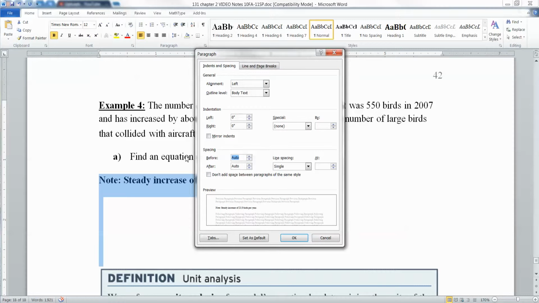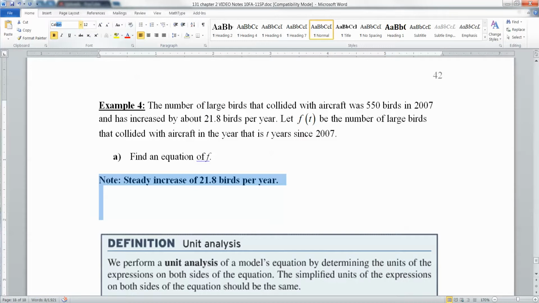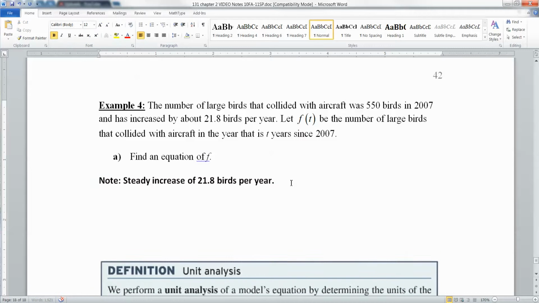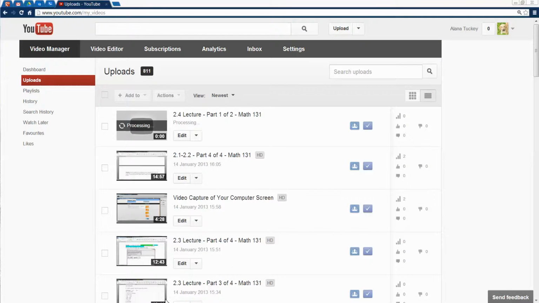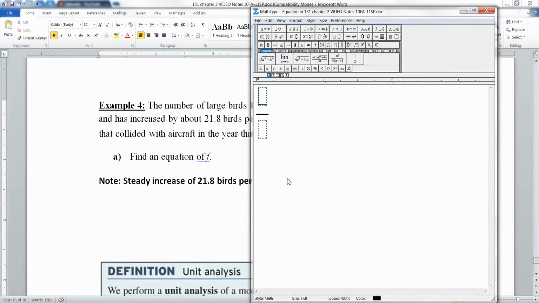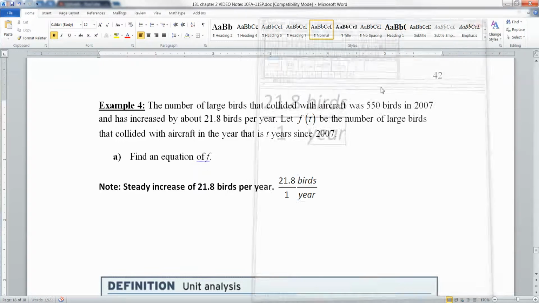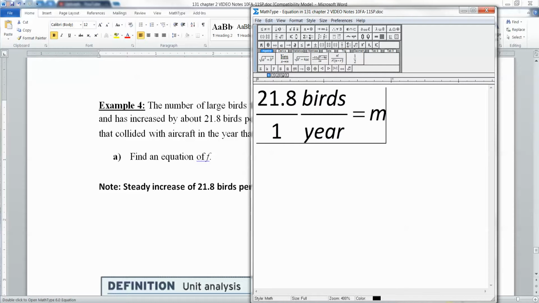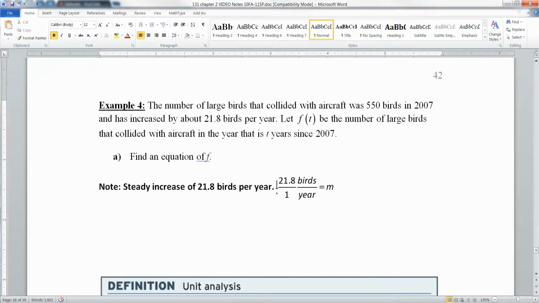Hold on, I need to change my pagination here just a little bit. All right. Now, how is that going to help us? Well, that birds per year, see that? That's a rate, right? I'm sorry, I'm pressing the wrong buttons. All right, so there we go. It's 21.8 over 1, birds per year, right? In other words, they're giving you slope. A rate like that is a slope. So there's your rate, the rate of your steady increase, which means it's your slope.